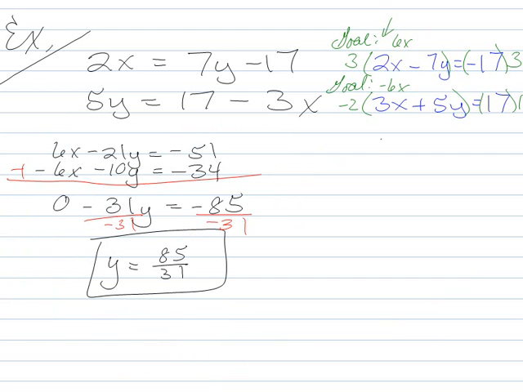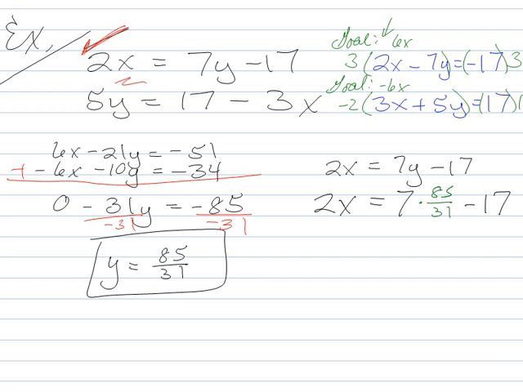All right. So let's go back to our original problem. Which one do we want to substitute 85 over 31 into? Neither of them. Let's go with this one because it's already solved for x. The x is already by itself on the left, so let's go with that guy. 2x equals 7 times 85 over 31 minus 17.